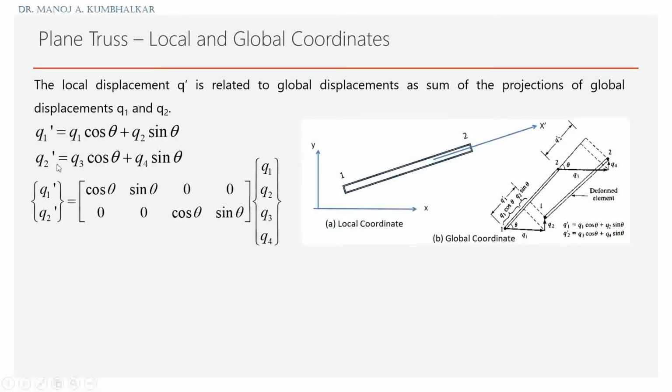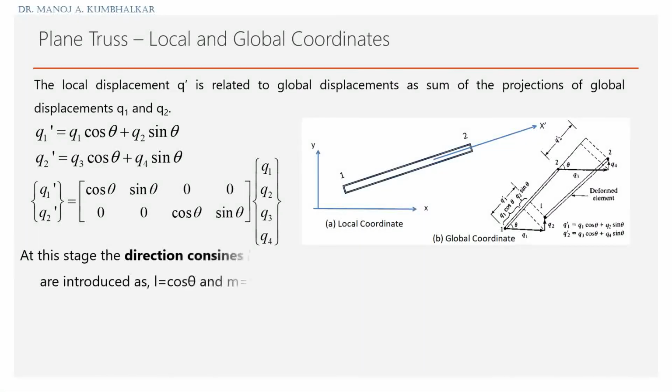Likewise, in the Q2 dash, the Q1 term is 0, Q1 is not available, Q2 is 0, Q3 cos theta plus Q4 sin theta. So, accordingly, the matrix can be formed as 4 by 2. Multiply it with the local displacement matrix vectors, that is Q1, Q2, Q3, Q4.